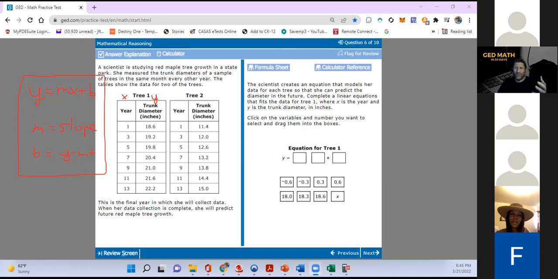formula are we going to use? Like, what do you mean? What's the difference? I don't understand what you mean. What formula is that? Does anybody know?